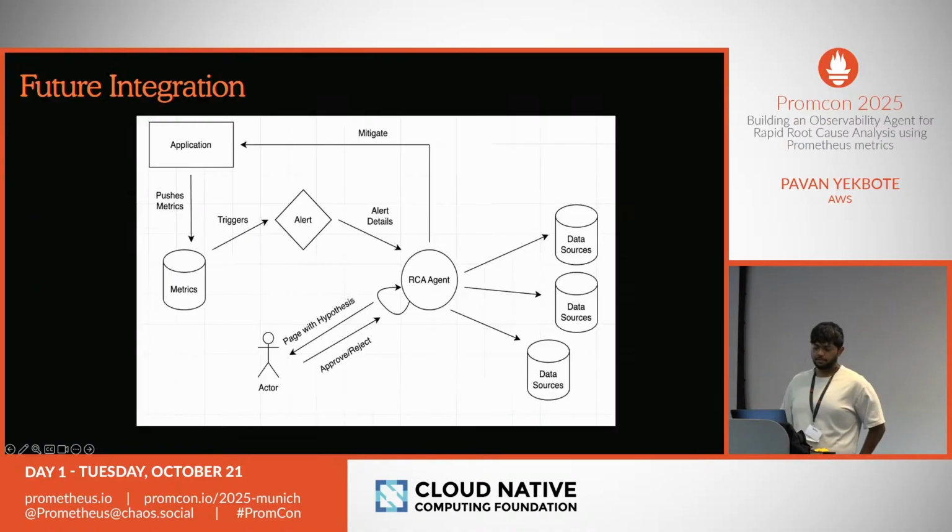So how do I see this applying in the future, right? The way that I visualize this is the application, obviously, is capturing metrics. It's probably going to trigger some sort of an alert. The alert is going to send the details of the alert to your root cause agent. Your root cause agent is going to pull in all the data from data sources, perform its own analysis, and only then page you with its necessary hypothesis, right?